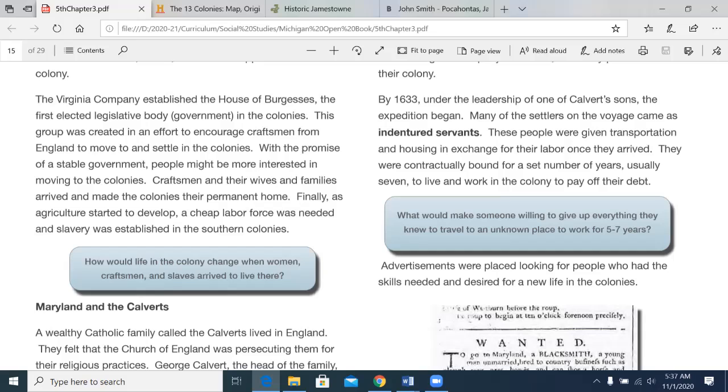Some people will later come because they're in debt, and this is the only way that they can pay off said debt. And obviously, with the Calverts, we see that this was their hope to practice their own religion.